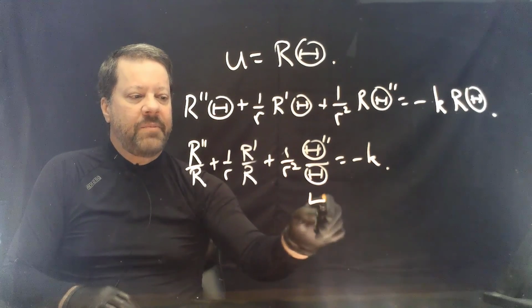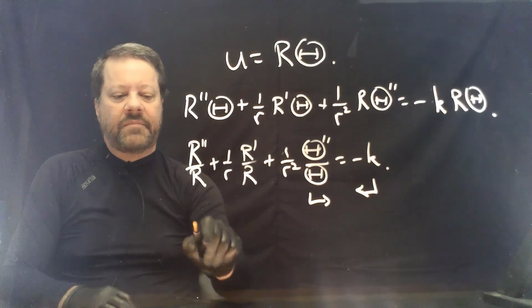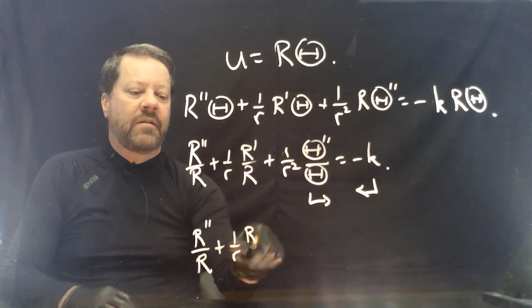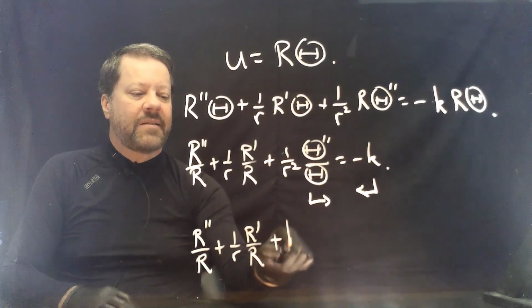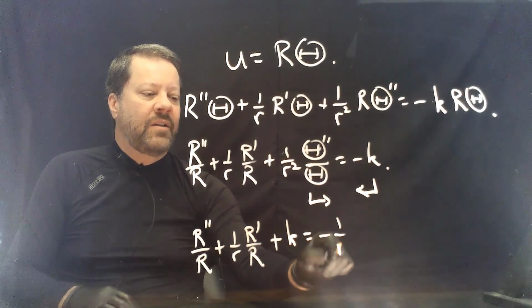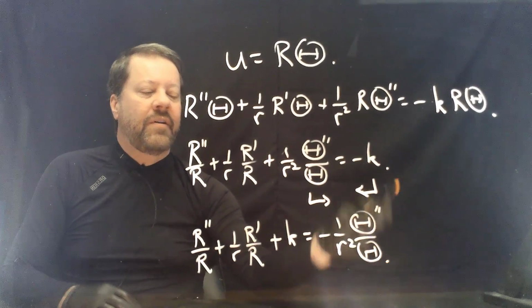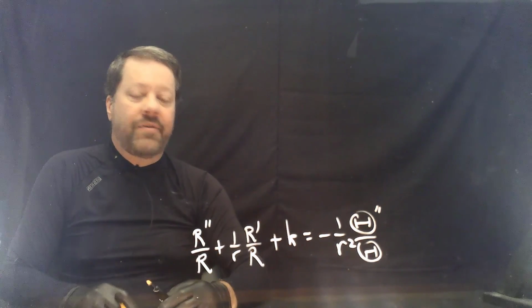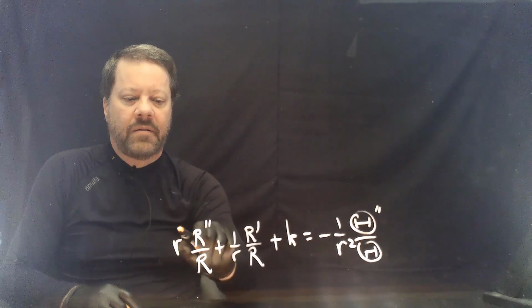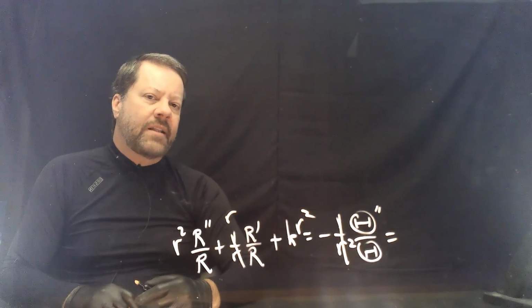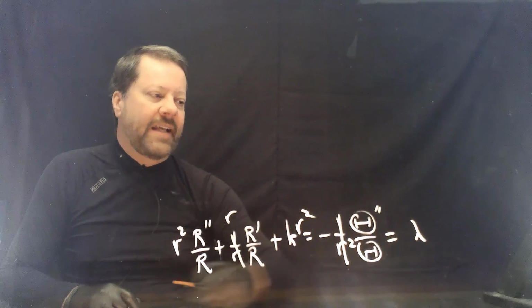At this point, we need to move a couple terms around. R prime prime over R plus 1 over r, R prime over R, plus k equals minus 1 over r squared Theta prime prime over Theta. To completely separate the variables, we have to multiply through by r squared. At this point, we can set the right-hand side equal to some constant lambda.